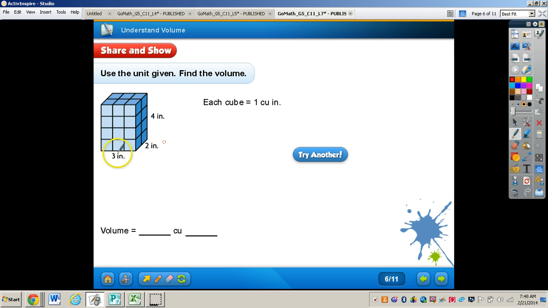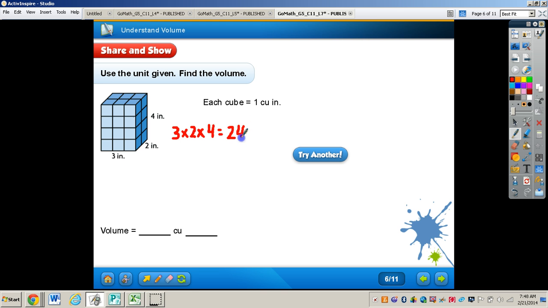Okay, so let's take a look at this next one, measured in cubic inches. So we have 3 inches, 2 inches, and 4 inches, so we can multiply the length times the width times the height. Okay, so we know 3 times 2 will give us 6, times 4 is going to give us 24.